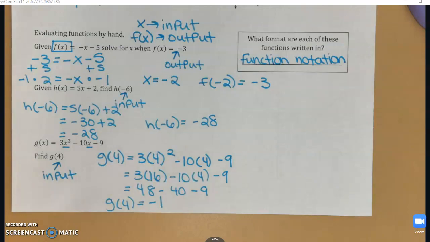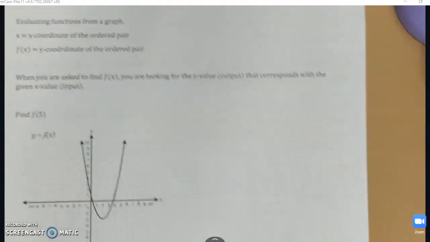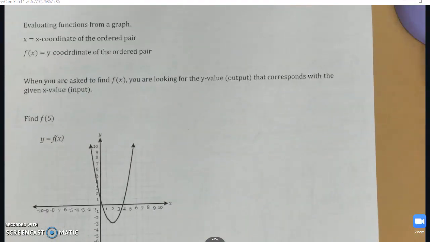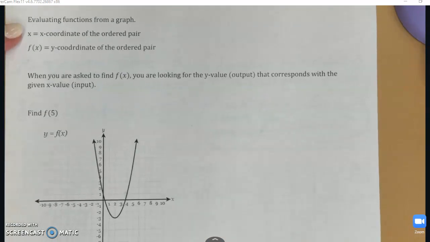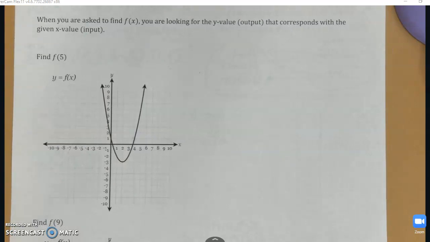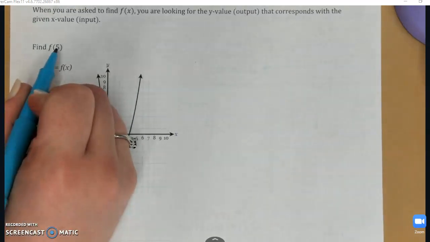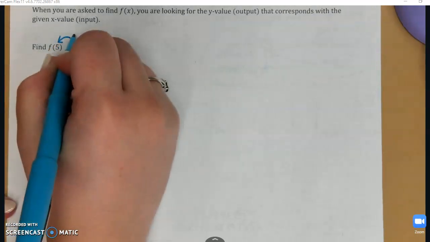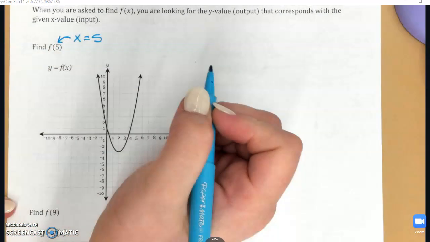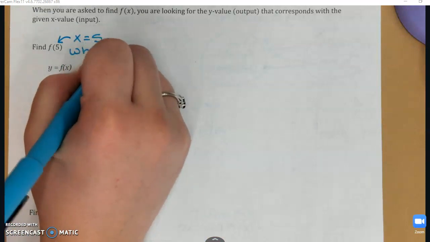All right. And then the last thing we're going to talk about is evaluating functions from a graph, because we can do it by hand algebraically. We can also do it graphically. So remember, x is our input, or the x coordinate. F of x is our output, or the y coordinate. So when you're asked to find f of x, you're looking at the y value that corresponds to the given x value. So looking at this first graph, if I want to find f of 5, this means when x is 5, what is y?